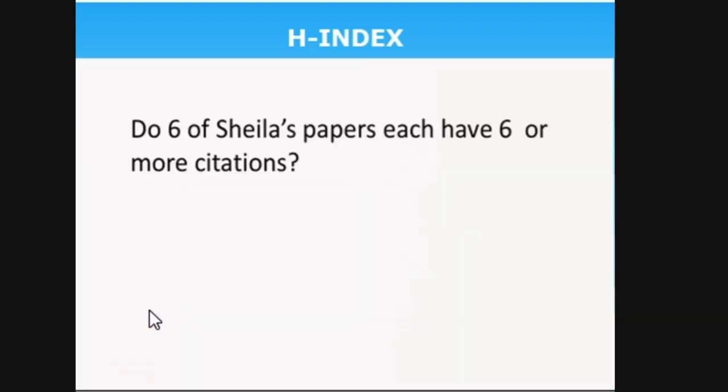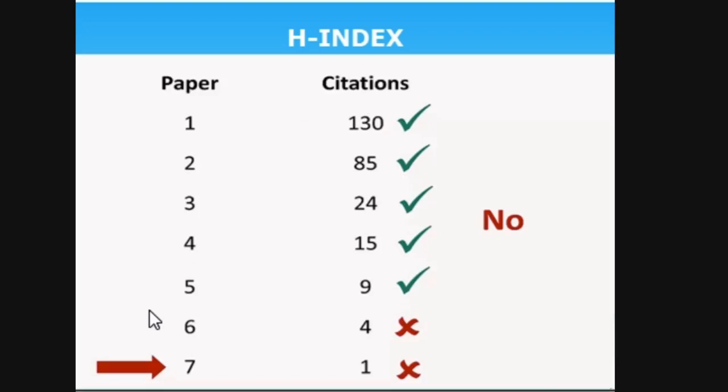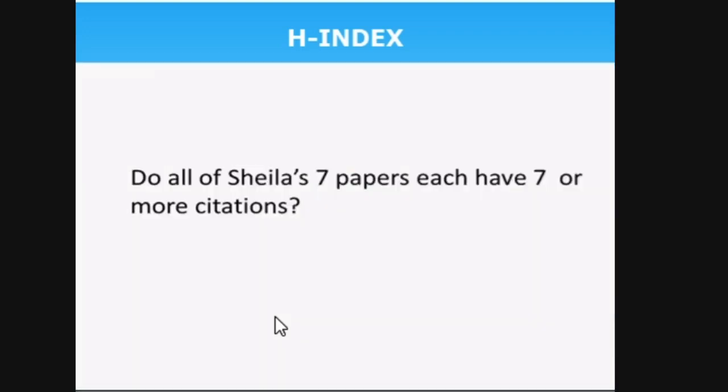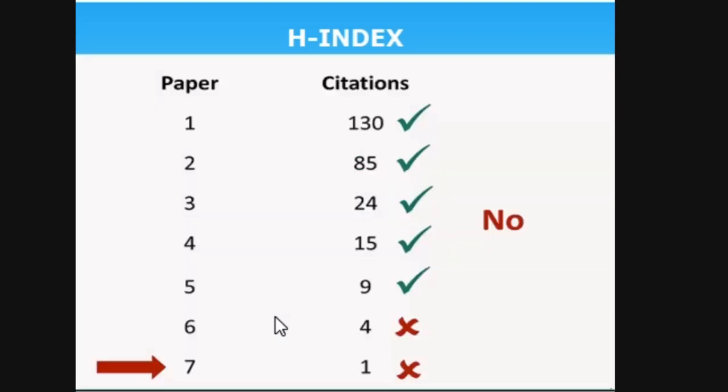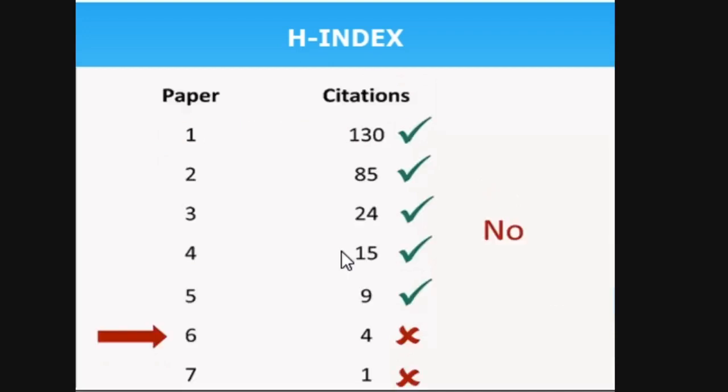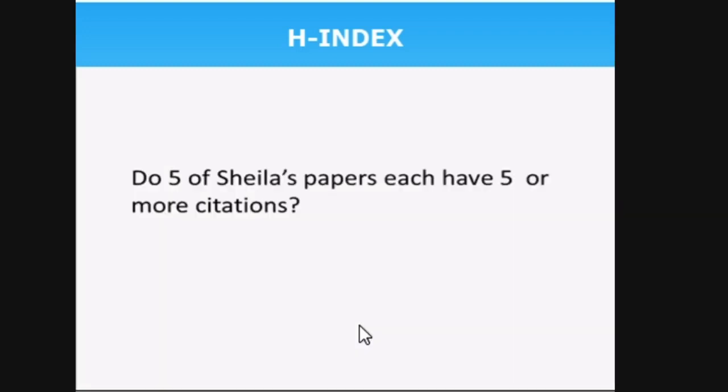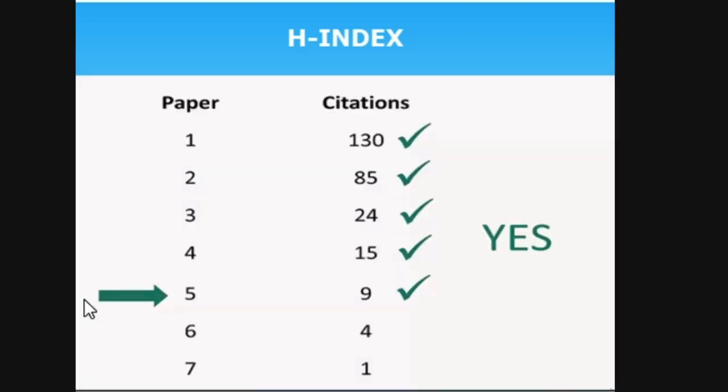So first we count the number of papers and rank the citations in decreasing order, from highest to lowest, and then you ask these questions. There are only 7 papers here. Do all 7 papers each have 7 or more citations? Definitely no. Again you minus 1 paper to check whether 6 papers have 6 or more citations. Again no, because 4 is lesser than 6. Now you ask the same question by excluding 1 paper: do at least 5 papers have more than 5 citations? Yes, definitely, because 9 is more than 5. That means Celia's H index is 5.